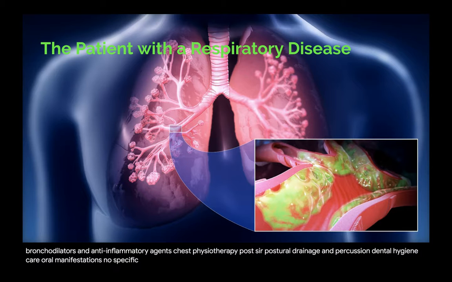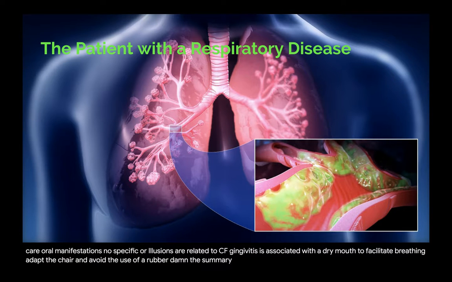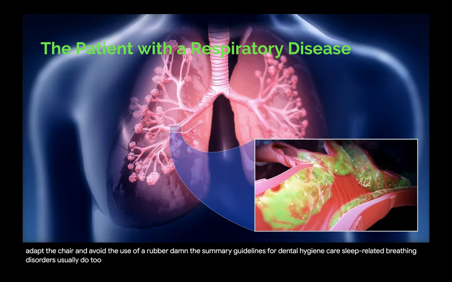No specific oral lesions are related to CF. Gingivitis is associated with a dry mouth. To facilitate breathing, adapt the chair and avoid the use of a rubber dam. The summary guidelines for dental hygiene care: sleep-related breathing disorders, usually due to chronic airway obstruction, primarily snoring and OSA syndrome, are common sleep-related breathing disorders.